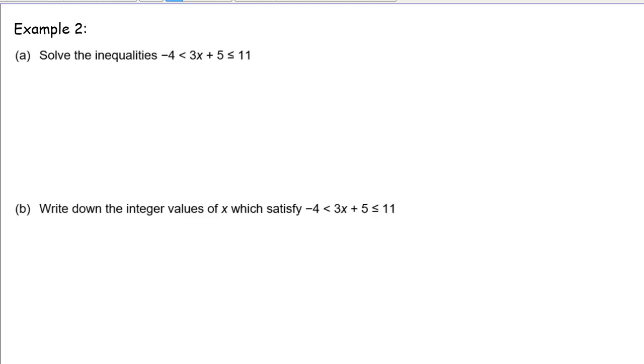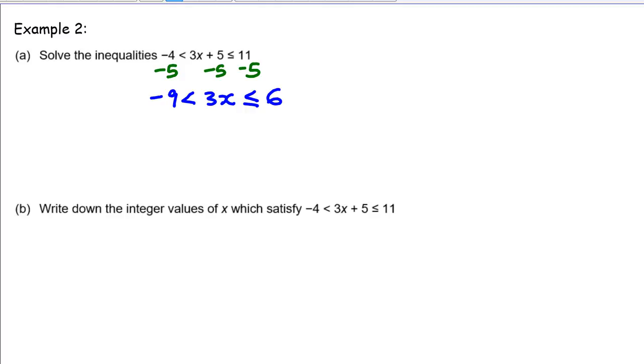Example 2, solve the inequality. So what you're going to do here is, remember, we want x in the middle, and all these other terms, we need to find a way of getting rid of them. So we'll start by just solving a simple linear equation. We'll start by subtracting 5 on each side. So what we'll end up with is -9, and then here we have 3x, and then we have 6.